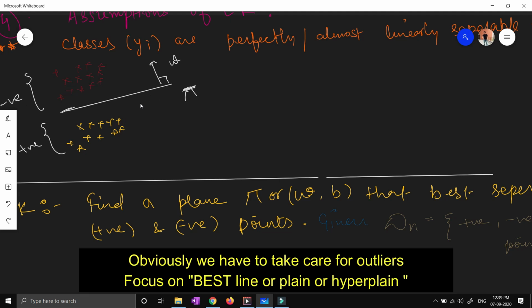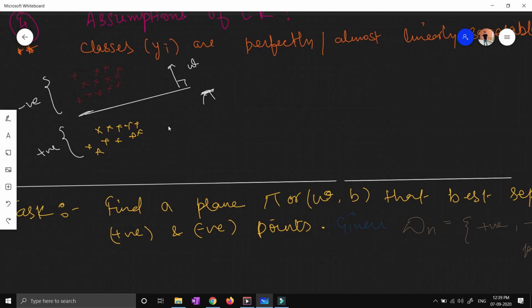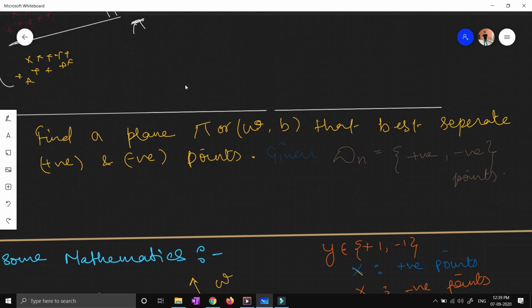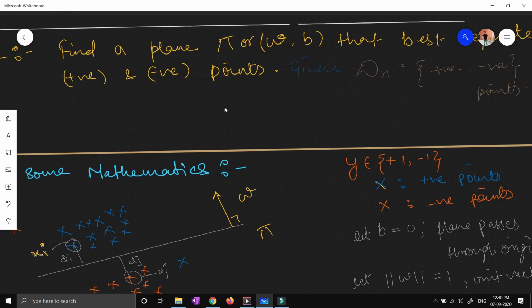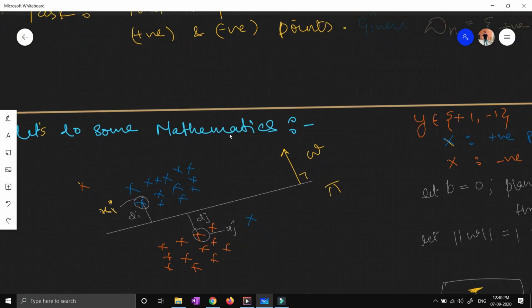That's it. So if my machine is able to separate the positive from the negative points, then for a new query or new review, I'll be able to tell that this particular review belongs to either the positive class or the negative class. So mathematically, we have to find a plane pi, or values of w and b, which clearly separates the positive from the negative, given our data set Dn, which belongs to the positive and negative class. As of now, just assume that this is the binary classification we are solving. All right, so our fifth step is very clear.